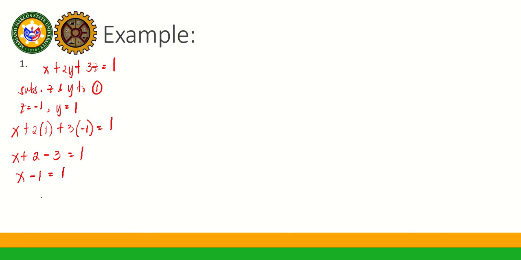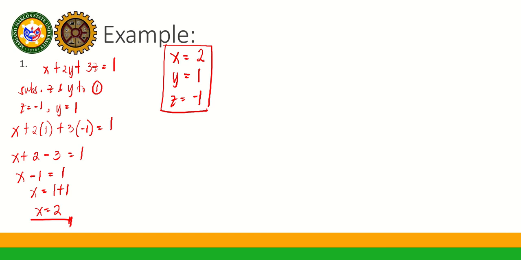Transpose natin si negative 1 to the other side. That will be positive 1. So, our x is equal to 2. So, we now have values for x. x is equal to 2, y is equal to 1, and z is equal to negative 1. So, if you try to solve the system in your calculator, you will have a value of x equal to 2, y equal to 1, and z equal to negative 1.